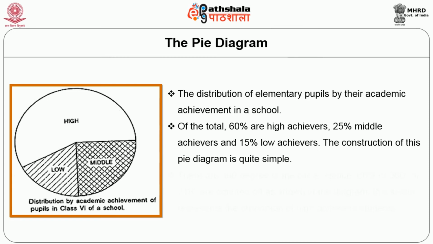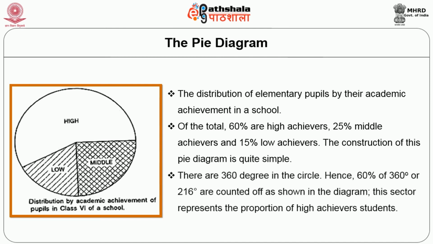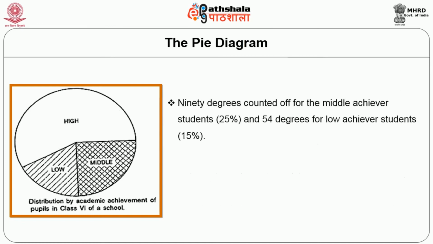The construction of this pie diagram is quite simple. There are 360 degrees in this circle. Hence, 60% of 360, or 216 degrees, are counted off as shown in the figure. This sector represents the proportion of high achiever students. 90 degrees are counted off for the middle achiever students and 54 degrees for low achiever students.